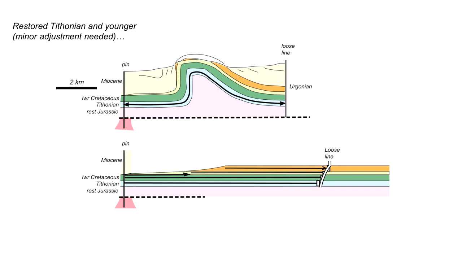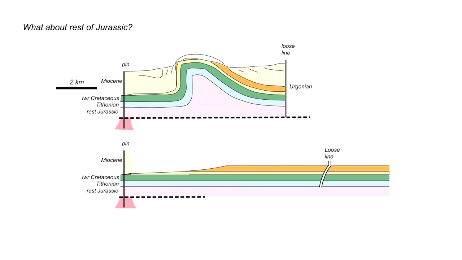We argued that a minor adjustment of the sin form within our fold's pair in here would allow the loose line to be more robust and essentially orthogonal to the strata. But we're still left with this problem of the rest of the Jurassic. So that's the cross-sectional area for the Jurassic rocks that are older than the Tithonian and overlie our detachment between the pin and loose lines.